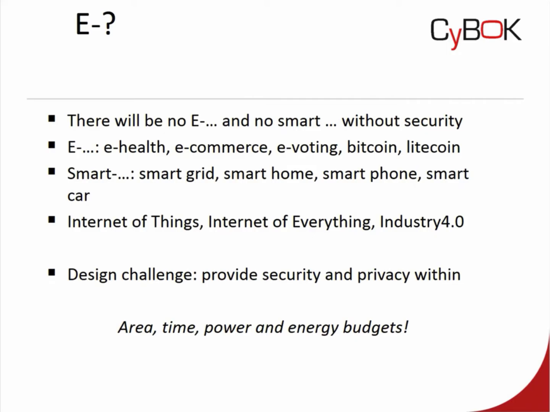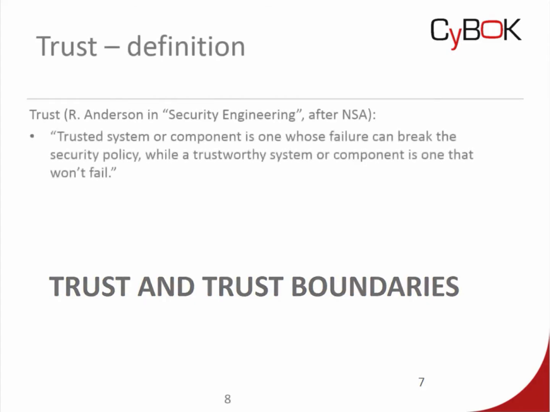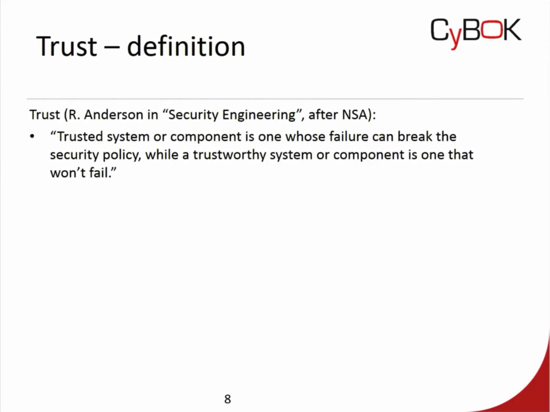But before I start to explain how we do that, I want to explain what is important for hardware design: trust and trust boundaries. And for that, I'll go back to the basic definitions. One definition is one that I found by Ross Anderson in his book on security engineering. He has it after the NSA. He says that a trusted system or a component is one whose failure can break the security policy, while a trustworthy system or component is one that won't fail.